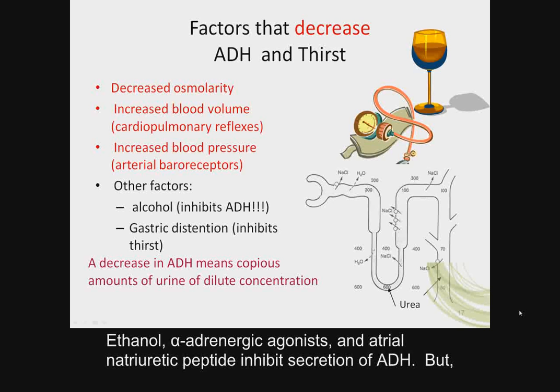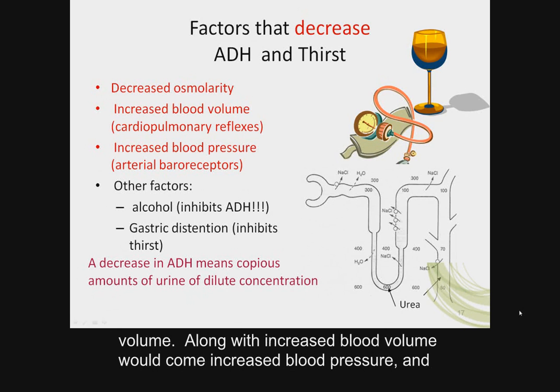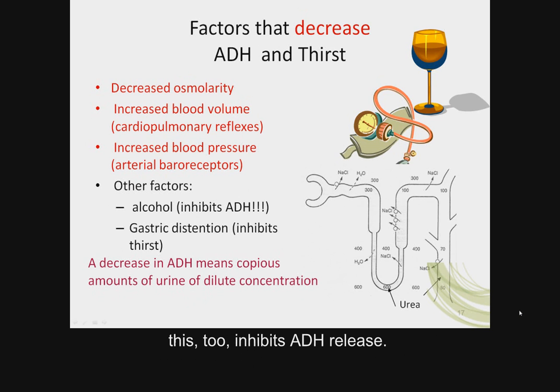Ethanol, alpha-adrenergic agonists, and atrial natriuretic peptide inhibit secretion of ADH. The biggest stimulus to inhibit ADH release is reduced blood osmolarity and increased blood volume. Along with increased blood volume would come increased blood pressure, and this too inhibits ADH release.